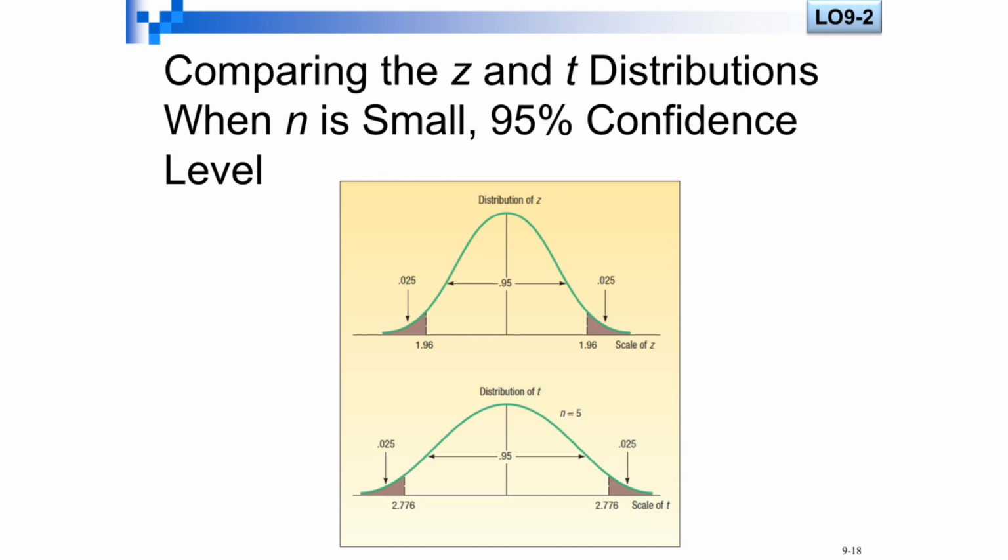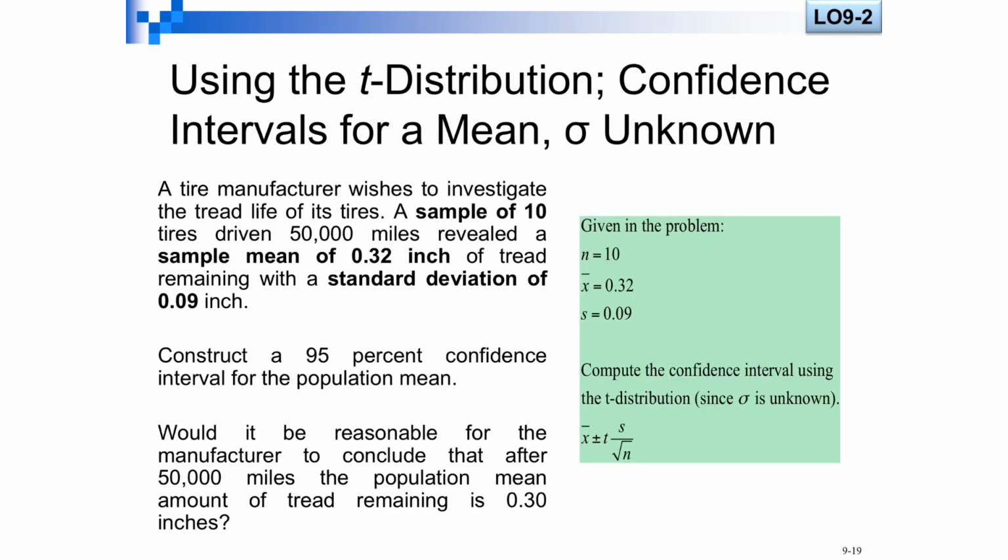So compare these two. How is the Z and how is the T? You see it's very similar. Now this is the example. A tire manufacturer wished to investigate the tread life of its tires. A sample of 10 tires driven 50,000 miles revealed that the sample mean is 0.32 inches and the standard deviation is 0.09. Now they want us to construct a 95% confidence interval for the population mean.